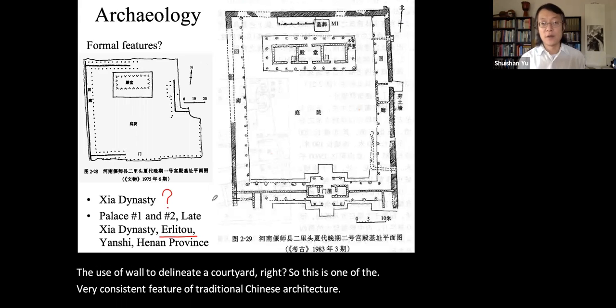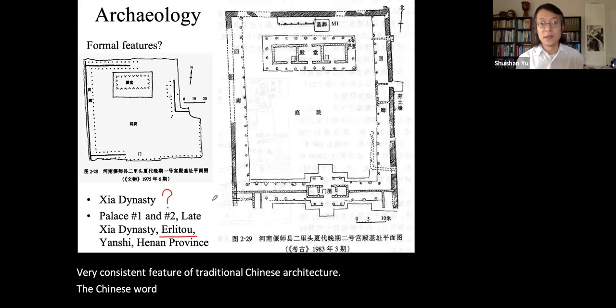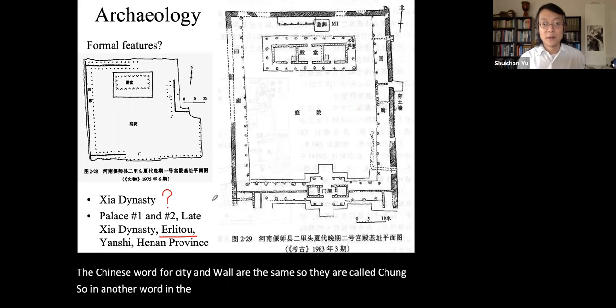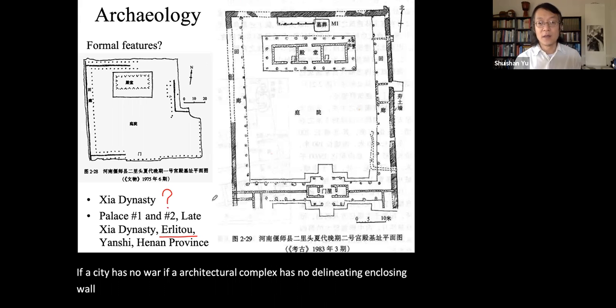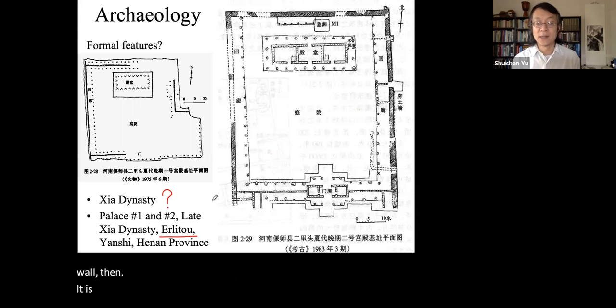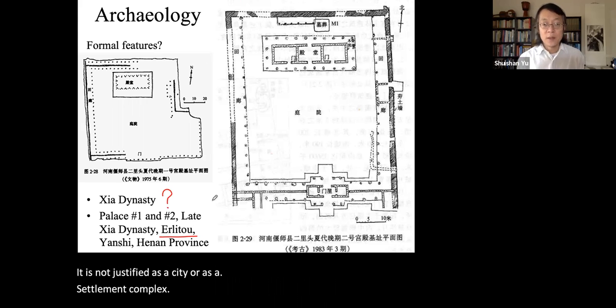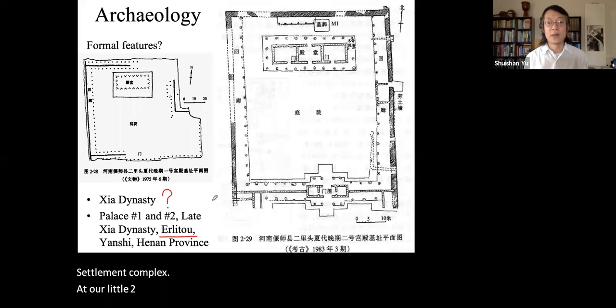The Chinese word for city and wall are the same. They are called cheng. So in other words, in the Chinese mind, if a city has no wall, if an architectural complex has no delineating enclosing wall, then it is not justified as a city or as a settlement complex. Indeed, at Erlitou, two major complexes had been excavated.